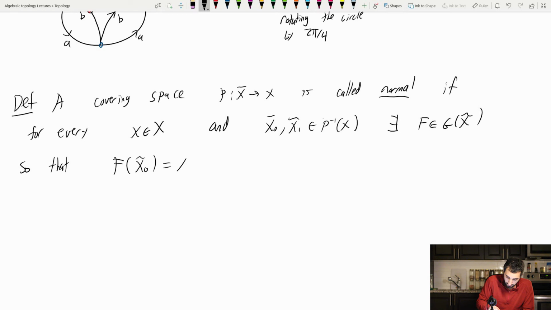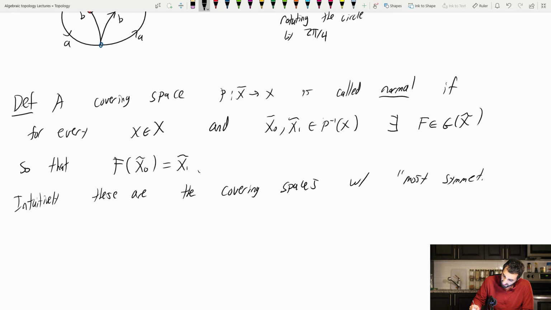So intuitively, these are the covering spaces with the most symmetry. No point is distinguished among any other point. So I'll scroll up here. Some examples are 1, 2, and 3 above.